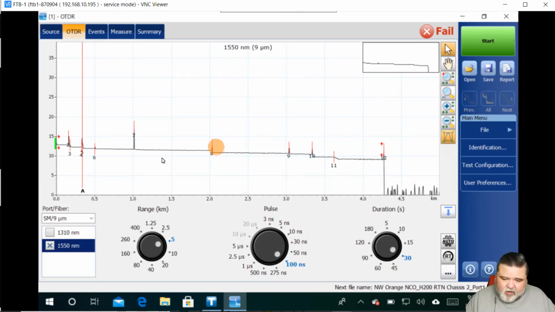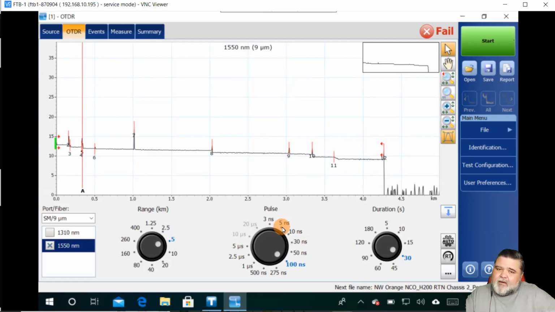But with OTDRs, if you set something at 5 nanoseconds, that's all you're seeing, a 5 nanosecond perspective. If you set it at 100 nanoseconds, that's all you're seeing. It's almost like focusing on a room full of people. You focus on the person in the back row, the person in the front is not as clear, right? And the inverse is true.